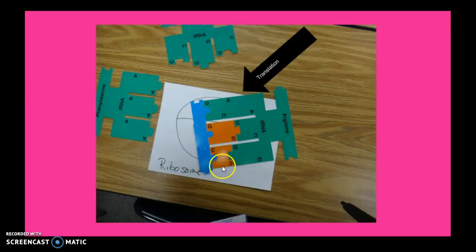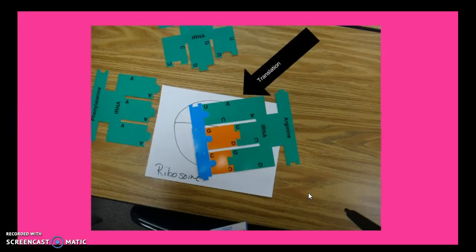So mRNA codon, tRNA anticodon, they're complementary to each other, and that brings the correct amino acid to our sequence. And this is translation. The building of protein in the ribosome from the mRNA is translation. And once translation is complete, the tRNA is going to be removed from the mRNA, and it's going to go back into the cytoplasm, but it's going to leave the amino acid as part of the growing protein chain.